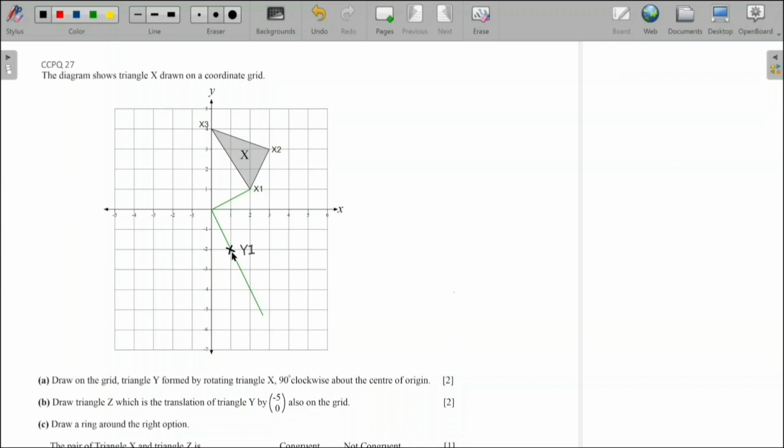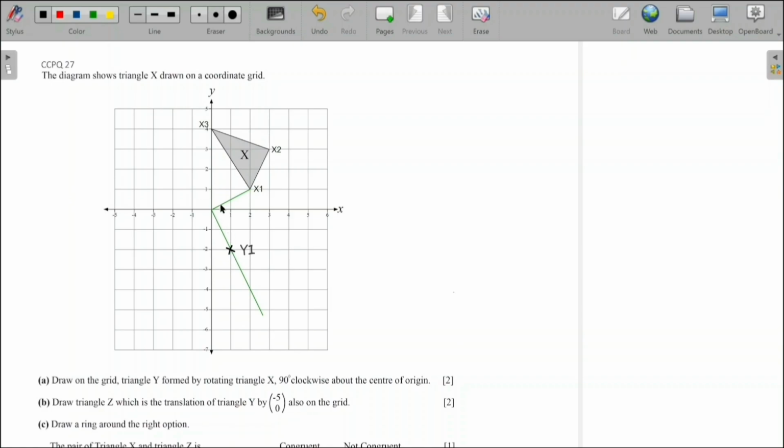Hope you understand. If you are counting the vertical grid lines on this line, since it's 90, on the other line that makes a 90 with it, you'll be counting the horizontal grid lines. And if you choose to count the horizontal grid lines from the center of rotation to locate X1, you have to count the vertical grid lines to locate Y1.